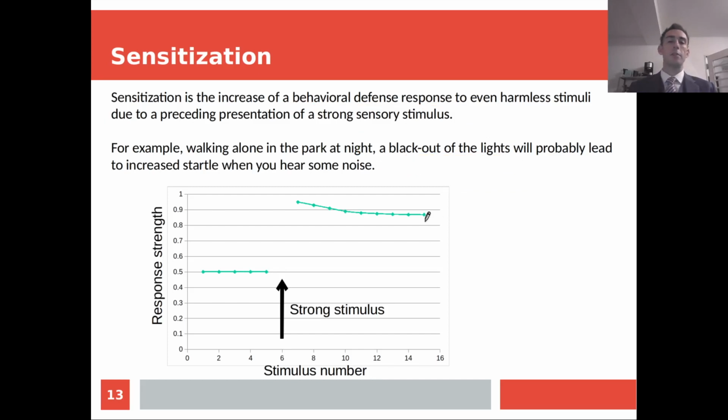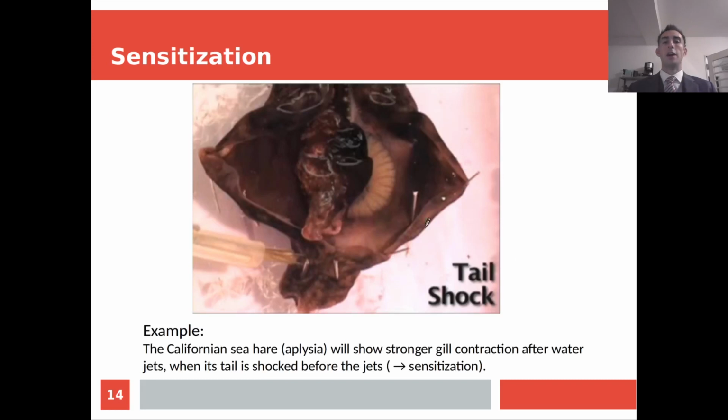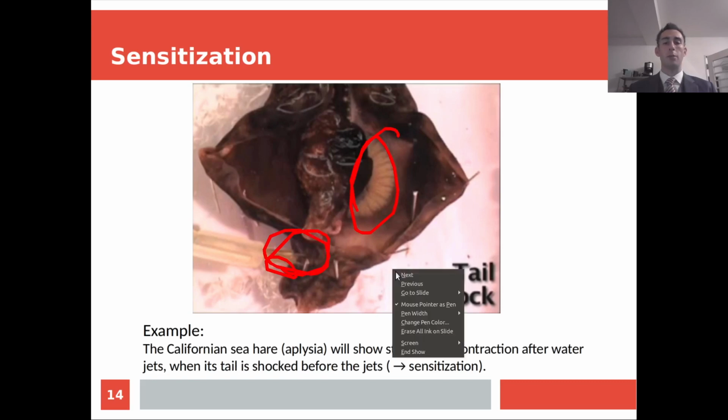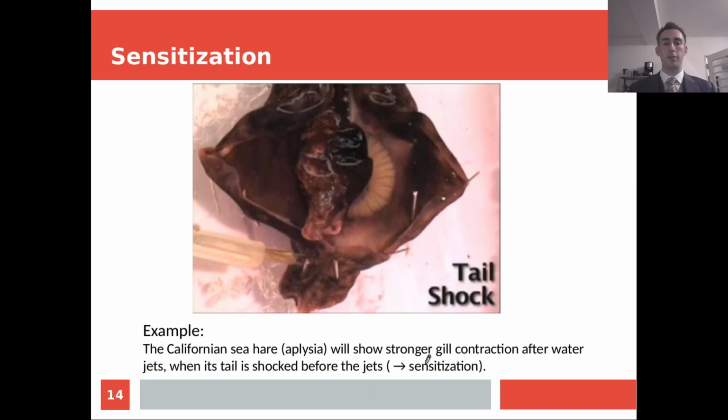So in other words, some other stimulus can cause your response to a second stimulus to be much stronger than your response to either of the stimuli if they were independent. That's called sensitization. So for example, this happens in the California sea hare. You'll have a stronger contraction of the gill after a water jet if you shock the tail with electricity before it, right? So that's sensitization.